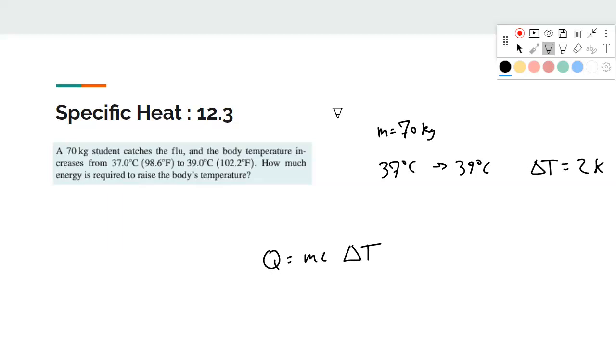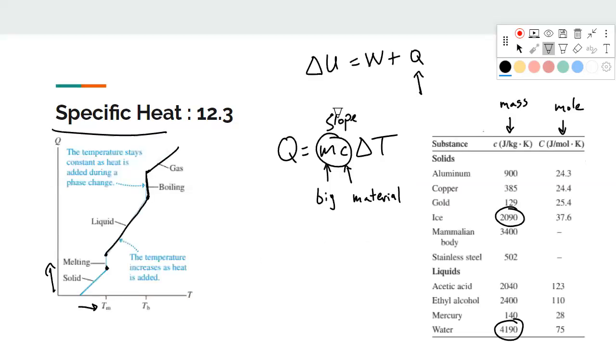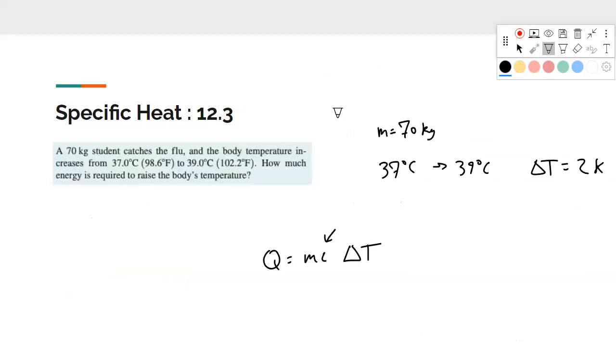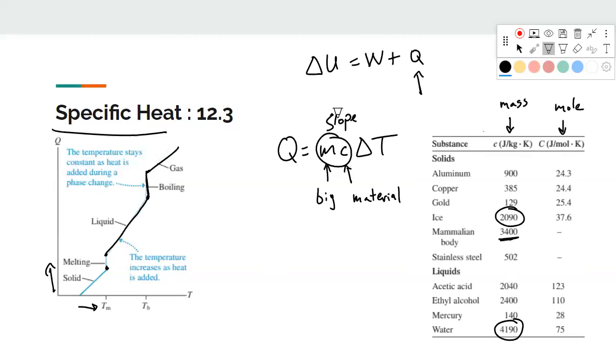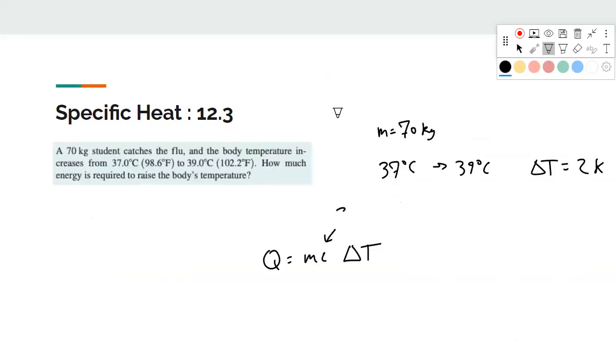It's almost just a plug and chug problem, but we need the heat capacity of the body, which luckily was on this table. And you can see it's a little bit lower than that for water. So the body is mostly water, but it has some solid components that have a lower heat capacity. I forgot to remember the value. It's 3,400, and that's joules per kilogram Kelvin. All of our units are in the right range, so we can just plug in here.